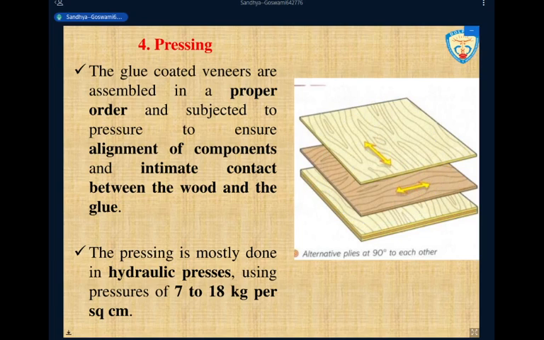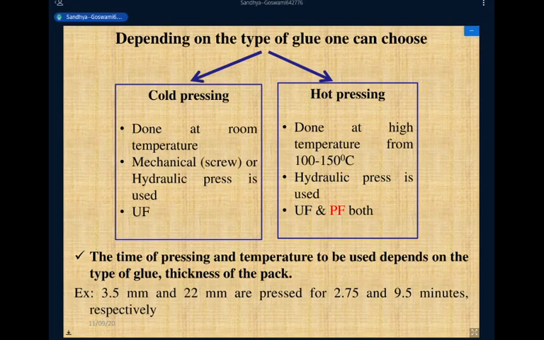Once you make the assembly, you have to press the stack that you have prepared, right? It must be pressed. The pressing is done in hydraulic presses, and the pressure usually used for plywood is 7 to 18 kg per square centimeter. That is the pressure in the hydraulic press used for pressing the glued construction that you have prepared.